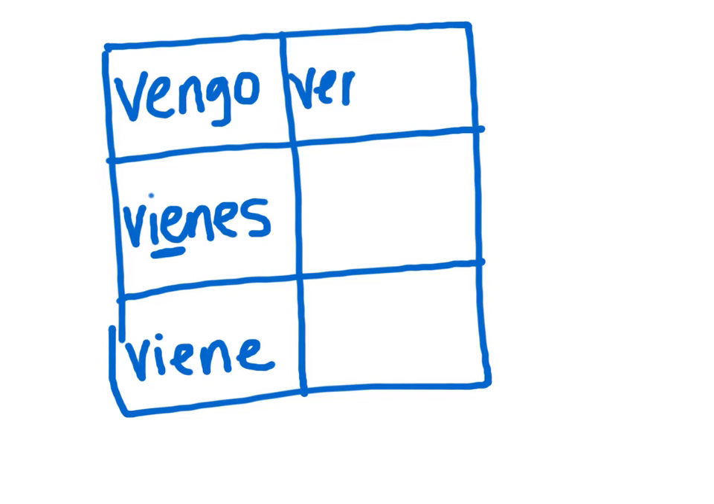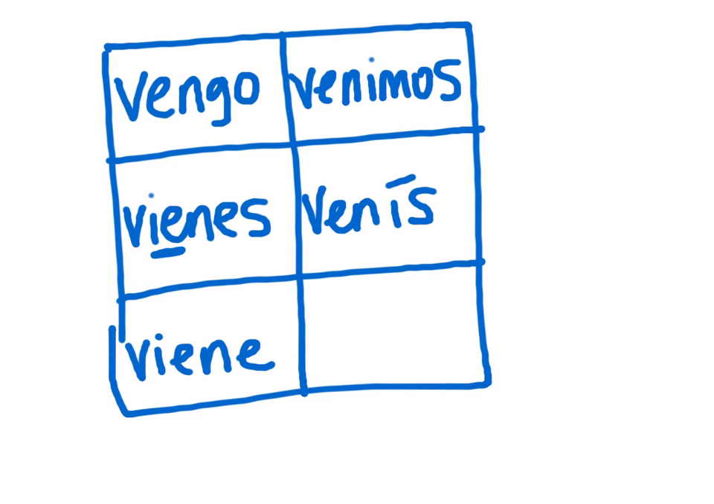Nosotros venimos. Nosotros venimos al partido a las 5. We come to the game at 5 o'clock. Venís. Notice, venimos, venís, because it's an IR verb. And ellos, ellas, ustedes vienen. Again, pause this slide if you need to make sure you have all these spelled correctly.